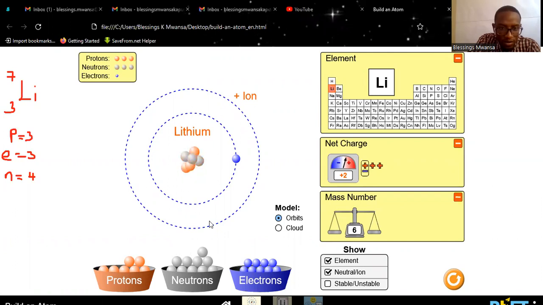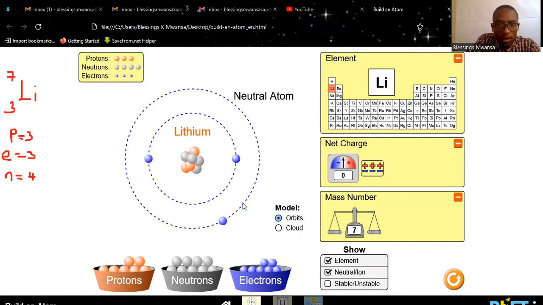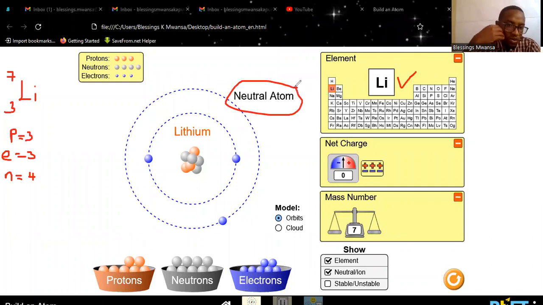4 neutrons. How many are there? 3. 4 neutrons. And then electrons, I'll have 2 electrons in the first shell and the other one in the second shell, because the first shell is full with 2 electrons. So from there, I will be able to check even from the periodic table that what I have built is a lithium atom.